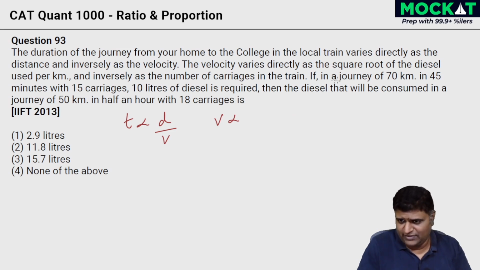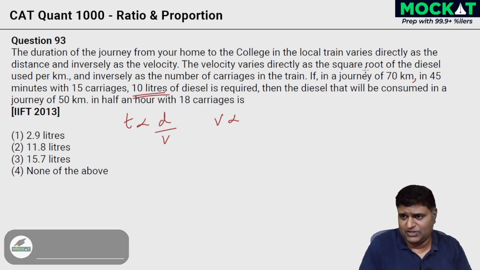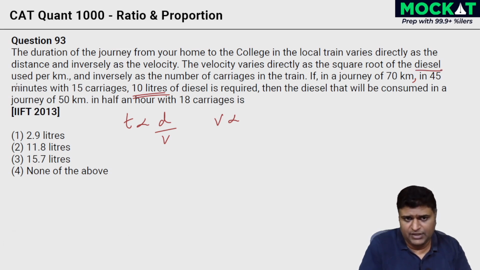What is given to us over here? The journey of 70 kilometers, should be a comma here, in 45 minutes with 15 carriages. They're giving me the number of carriages. They're giving me the time, which is good. They're giving me the distance, good. 10 liters of diesel. They're giving me the liters of diesel required. But velocity over here is varying directly with the square root of the diesel used per kilometer. So not with the quantity of diesel, it is the quantity of diesel used per kilometer.